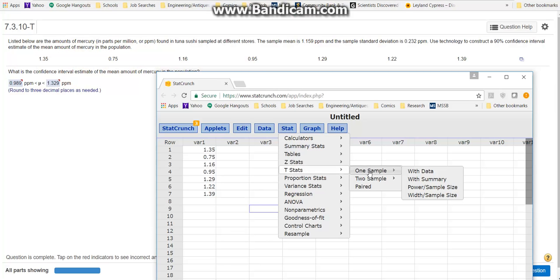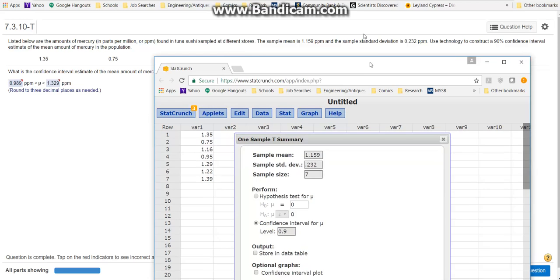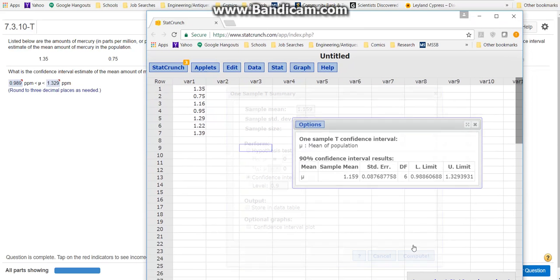Stat, T-stat, one sample with summary. The mean is 1.159. Standard deviation is 0.232. The sample size is 1, 2, 3, 4, 5, 6, 7. And we want a 90% CI. Hit compute. And the lower limit is 0.989, and the upper limit is 1.329.